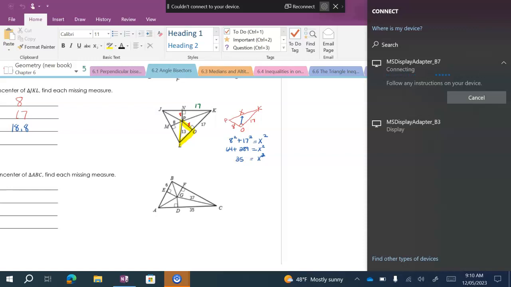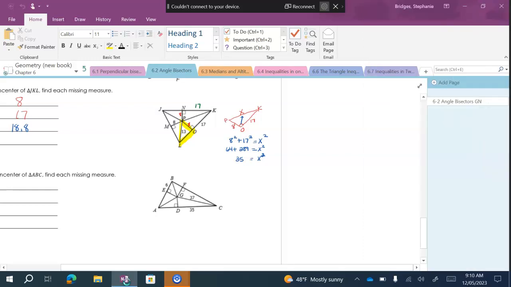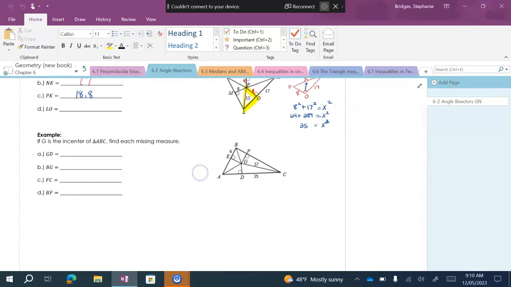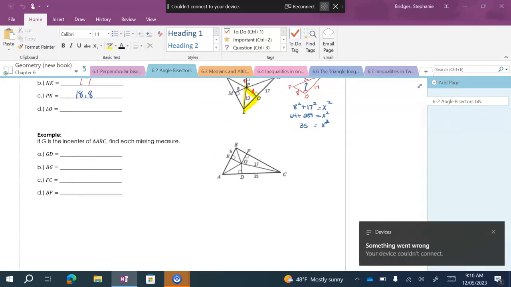Everybody okay? All right, I want you to start working on that last example there. I'm going to erase everything up here and draw it since I can't get my tablet to do what it's supposed to do.